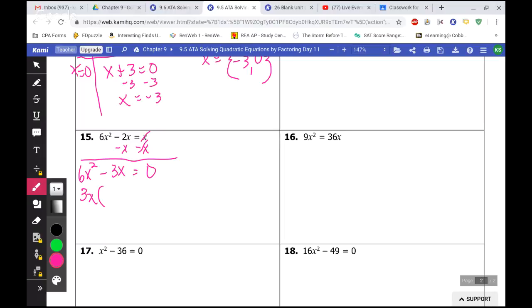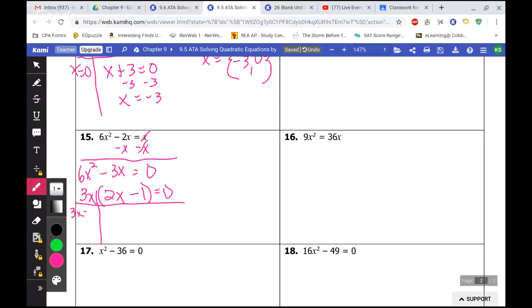And if I take a 3x out of 6x squared, what do I have left? 3x. Try one more time. 3x out of 6x squared. 2x. Yes, good job. 2x. And then if I divide 3x by 3x, what do I have left? Negative x or -1? -1. Good job, Grayson. -1. So these are my two factors for this one.